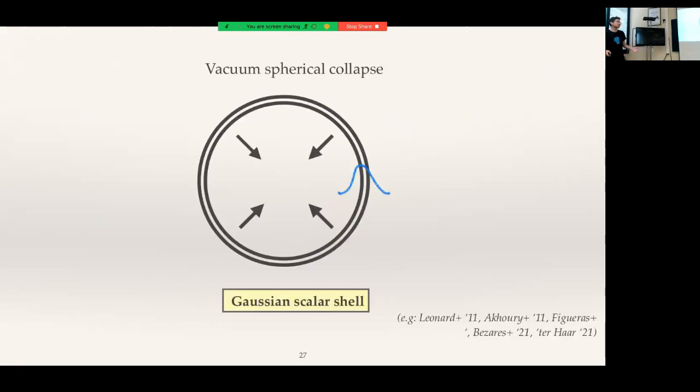So to begin diagnosing these problems, it is very useful to start as simple as possible. So we will start again with vacuum spherical collapse, where generically I'm thinking of taking a scalar shell and letting it fall into gravity. This has been studied in 2011, however, they were not very much aware of what the issues were.